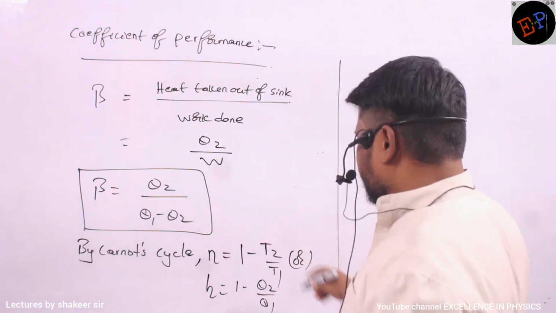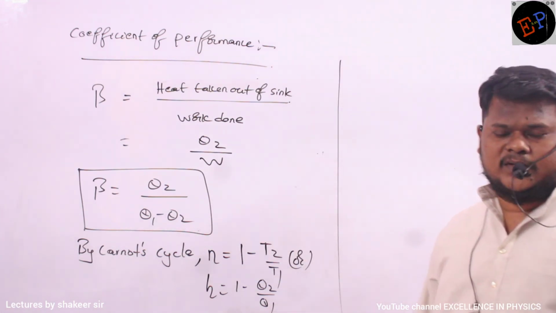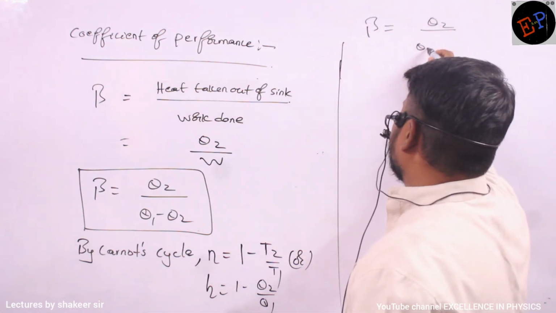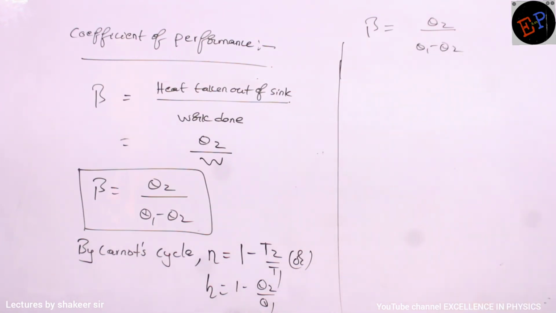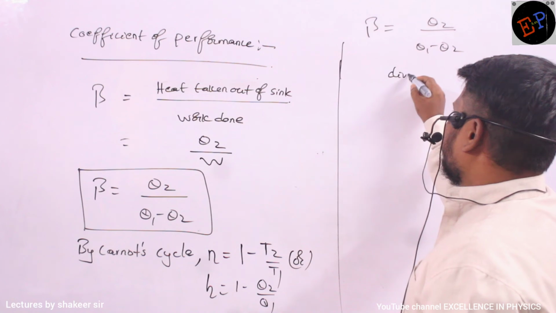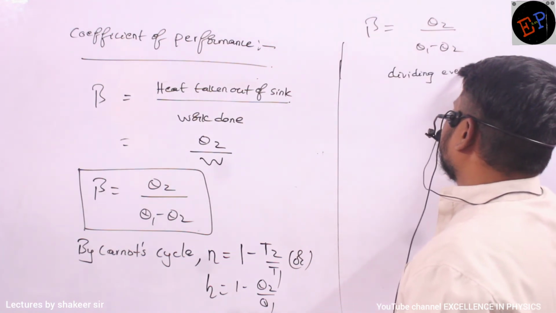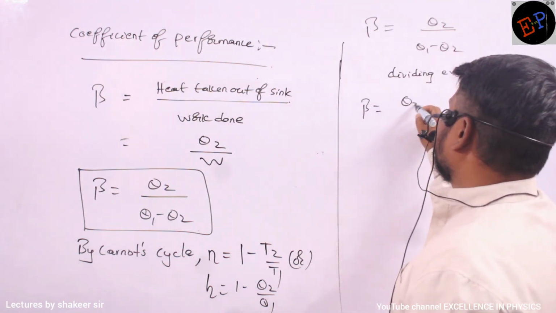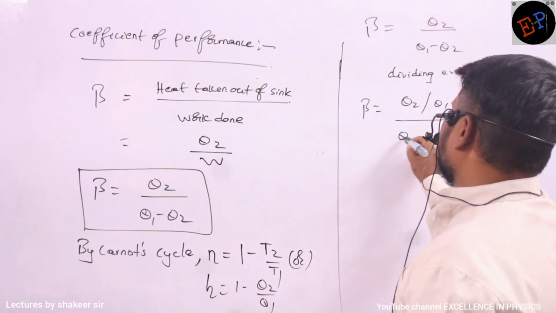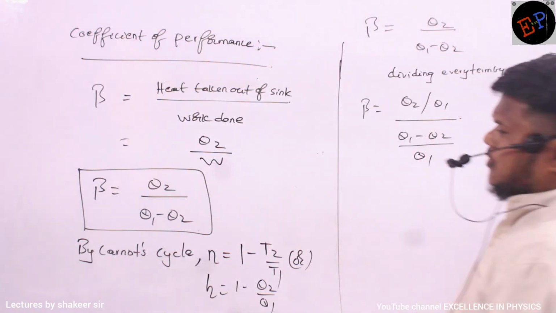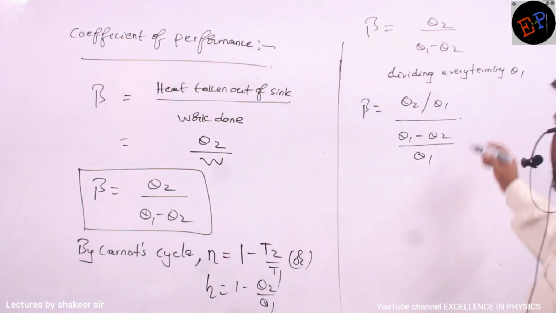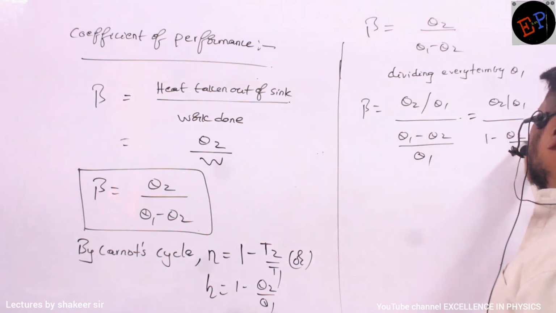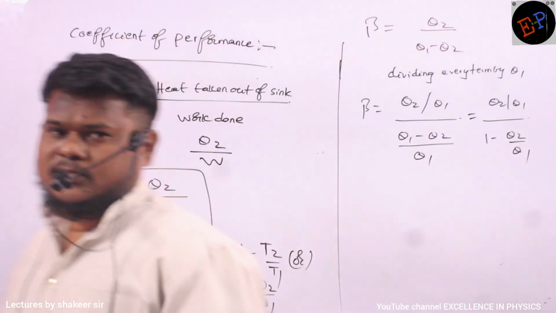So this beta equation, I will try to convert beta in terms of efficiency. Now let us see how we can convert this one. Beta can be written as Q2 divided by Q1 minus Q2. No? So divide every term by Q1. Okay, ma? So dividing every term by Q1, you can write beta is equals to Q2 divided by Q1, divided by Q1 minus Q2 divided by Q1. I can write like this. Are you able to understand? So therefore, what it becomes, Q2 divided by Q1 divided by 1 minus Q2 divided by Q1. I can write like this also. Are you able to understand?